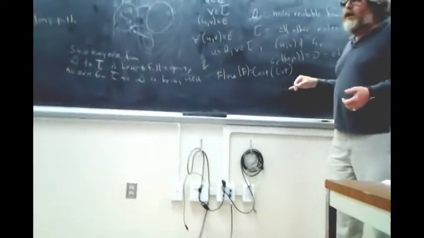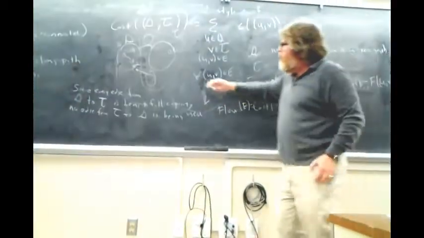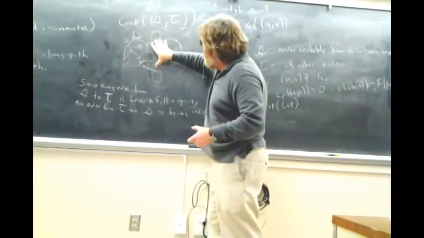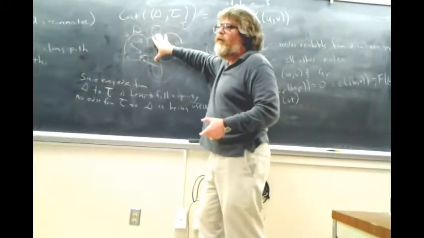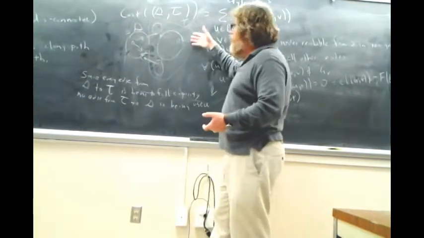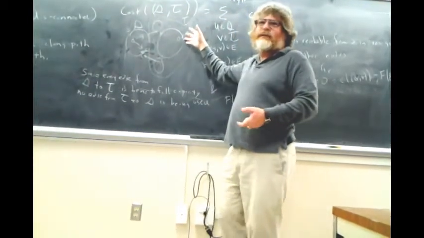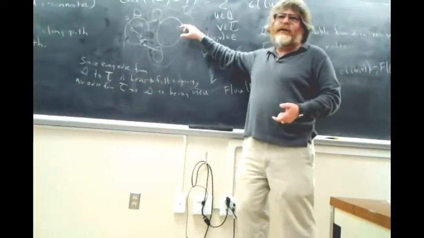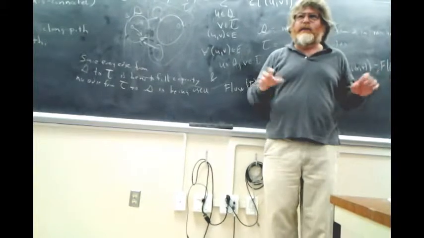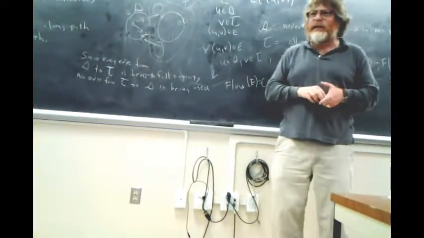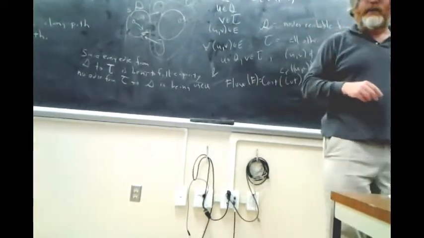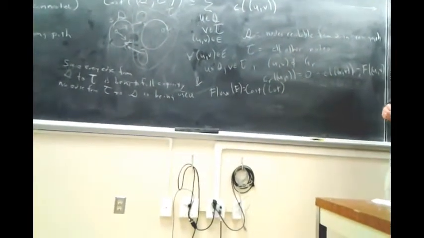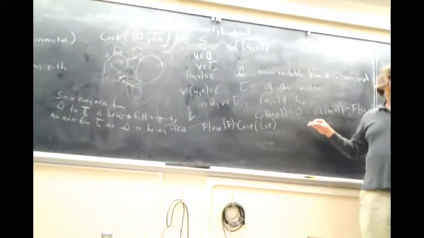So that means there must be flow going across all these edges. Since none of it is coming back, the only place it can leave is through T. So all of that flow must be leaving through T. And I'm being a bit hand-wavy just because I want to get through things quickly, and there is more detail in the textbook. So is this kind of clear?